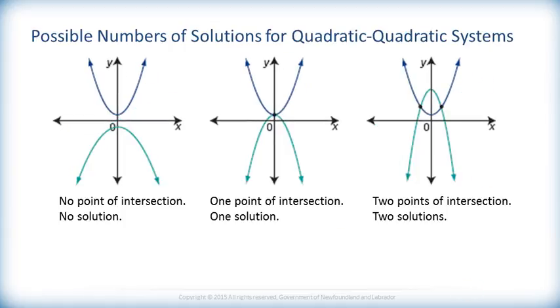Now, quadratic-quadratic systems. I could have no point of intersection between two parabolas. I could have one point of intersection for the two parabolas, or I may have 2 points of intersection. But this does not describe all the possible ways that two parabolas could intersect. Let's see if we can think about other ways.